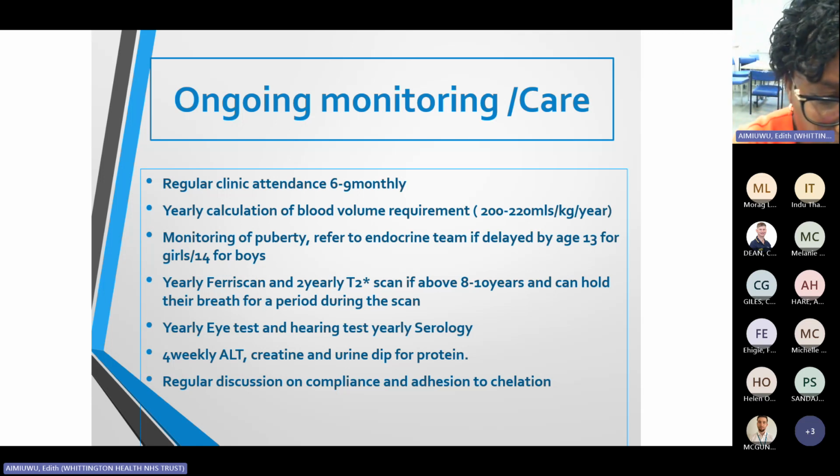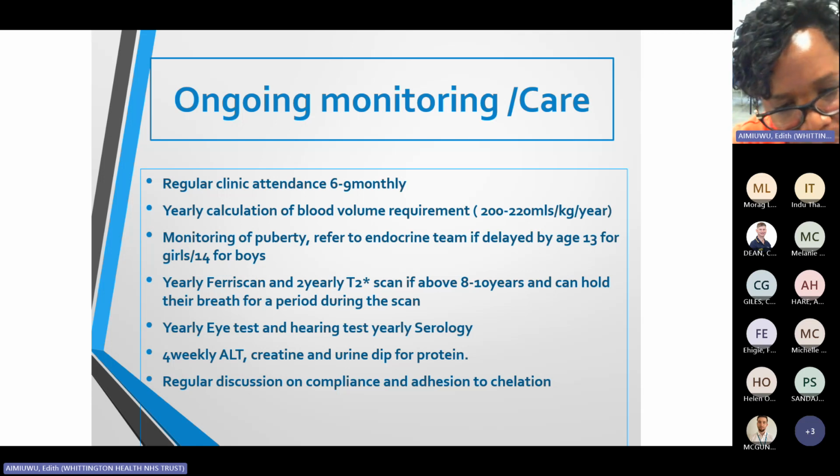In our service, we also monitor a yearly ferric scan. Ferric scan is to determine the amount of iron loading in the liver. We also do a 1 to 2 yearly T2 star scan for children above 8 to 10 years old that can hold their breaths, to see what the iron load is, if there's any iron loading in the liver or in the heart as well.